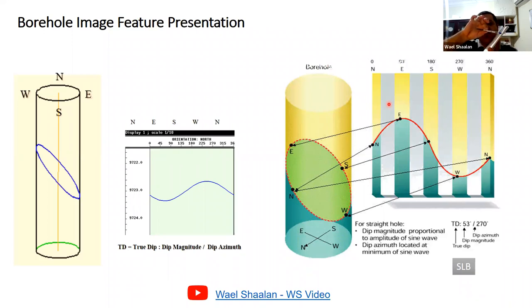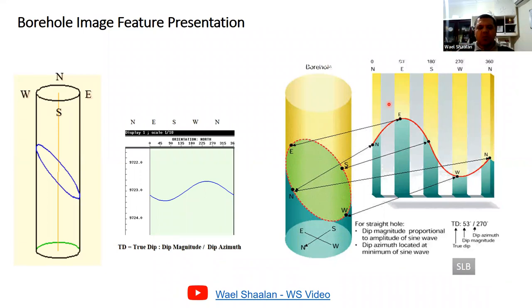This is the horizontal. So the angle between this one and the horizontal will be the dip angle. And in which direction it is referring to, this is the direction of dip. So for any bed, we have the direction of the bed, could be this one. And if this one is, the dip will be decreasing or increasing from the horizontal.